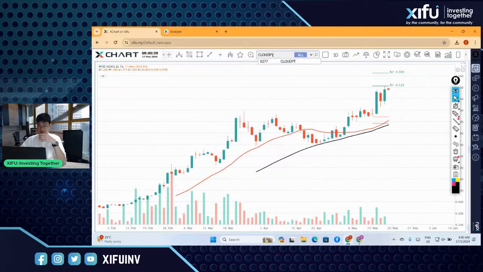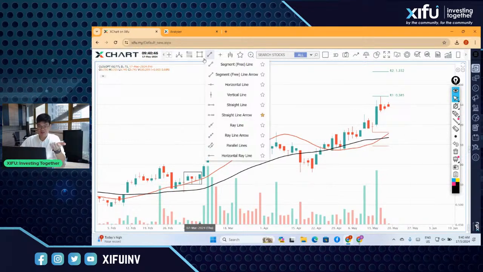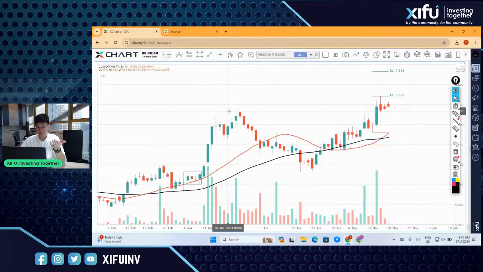Okay, Cowpoint as well, at the resistance level. Okay, looks like it wants to break, I'm not sure, but so far so good. Okay, but this is my previous resistance. Looks like they crossed already lah. But here there is a shooting star, so potentially it might make a small pullback.